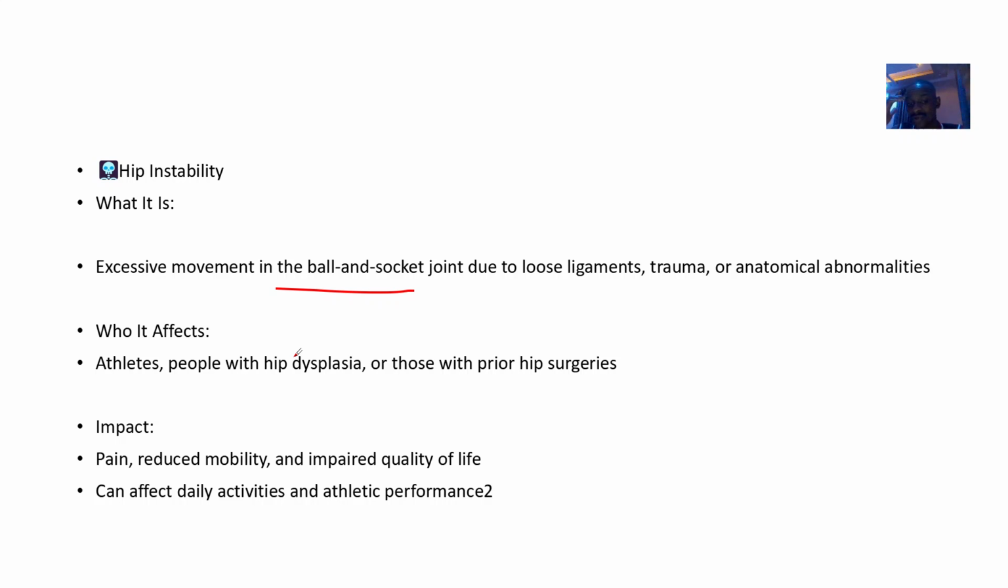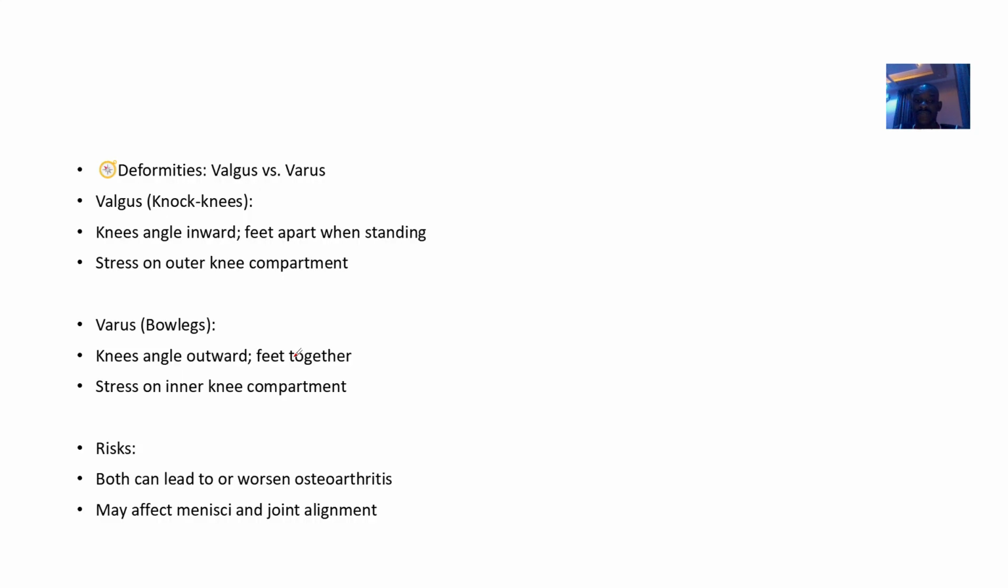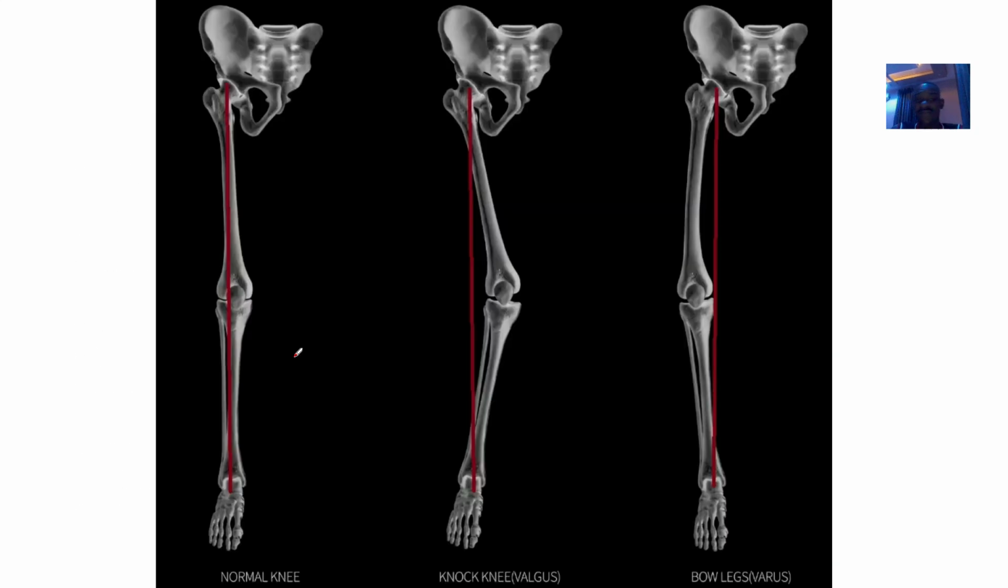So there's impaired quality of life. It can affect your day-to-day activities, and if you're an athlete, it affects how you perform. Imagine Usain Bolt having this issue. He wouldn't have been the fastest man alive.